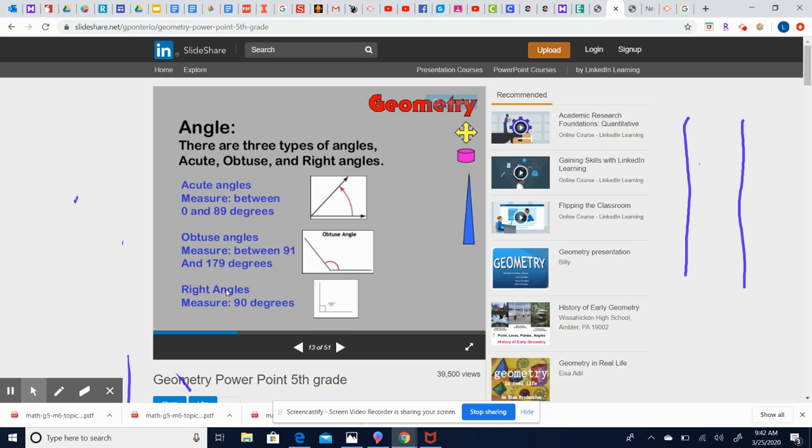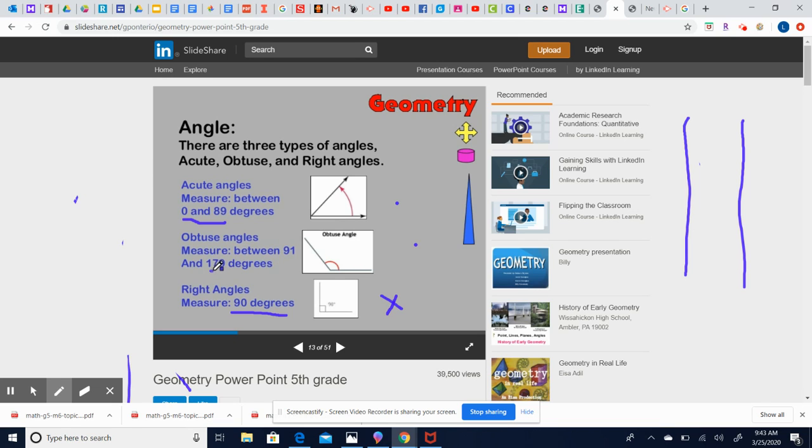And then the right angle is a measurement of 90 degrees. So you'll notice that with both of these angles, there's a spectrum, right? So it's from 0 to 89. And this is from 91 to 179. But this angle is specifically only 90 degrees. That's it. Not 91. If it's 91, it's obtuse. Not 89. If it's 89, it's acute. All right? It is just 90 degrees.